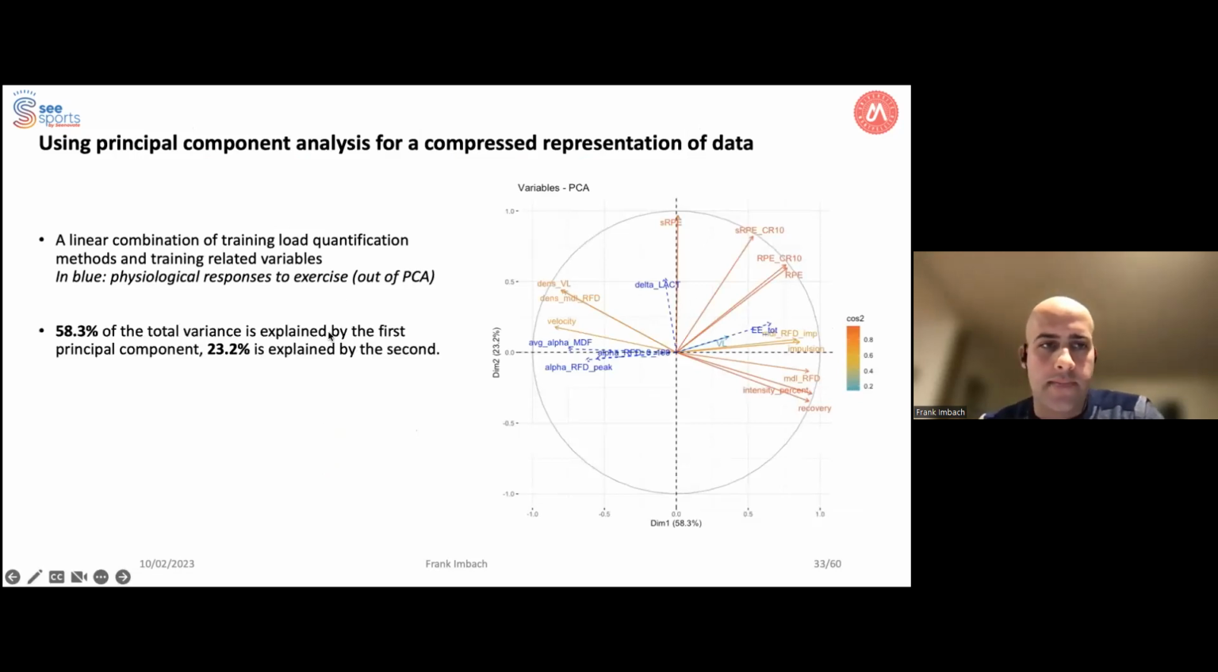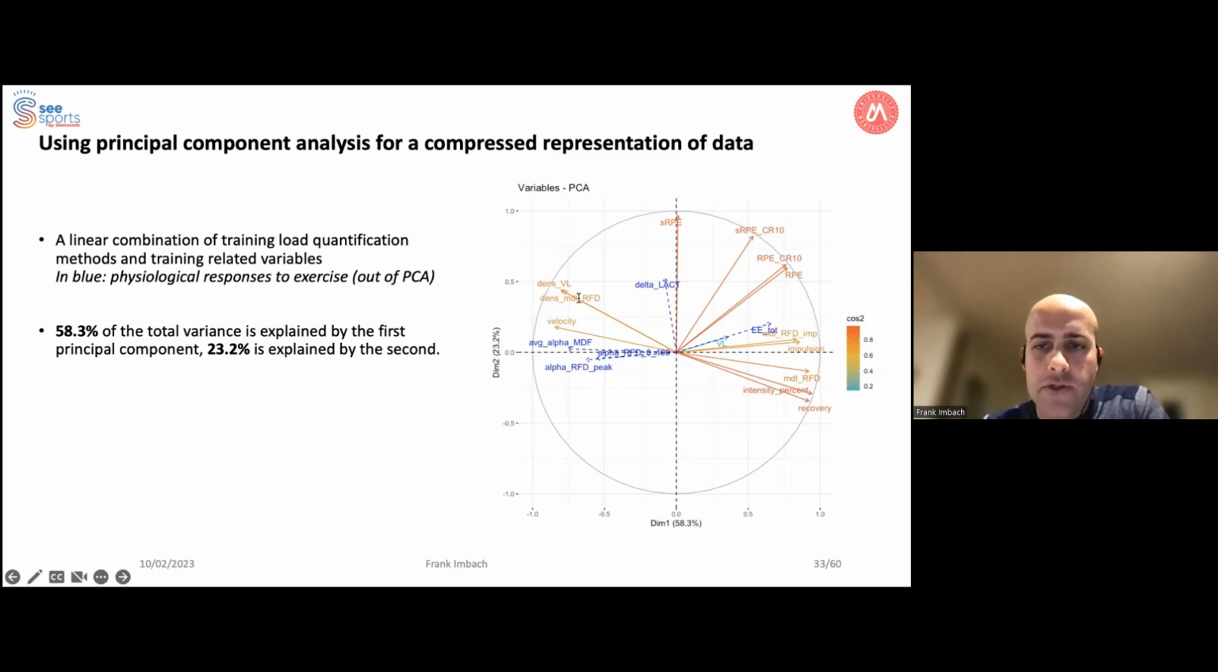So, here comes the idea of compressing the information into a single measurement. First, we proceeded to a principal component analysis, which is a linear combination of training load quantification methods and training related variables. On this figure, the blue ones are out of the PCA because they represent the physiological response to exercise. And we can see that 81.5% of the total variance is explained by the first two principal components.